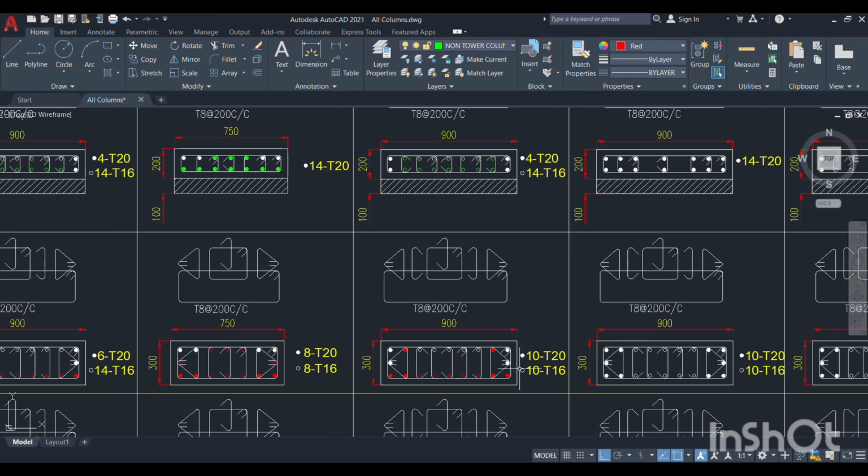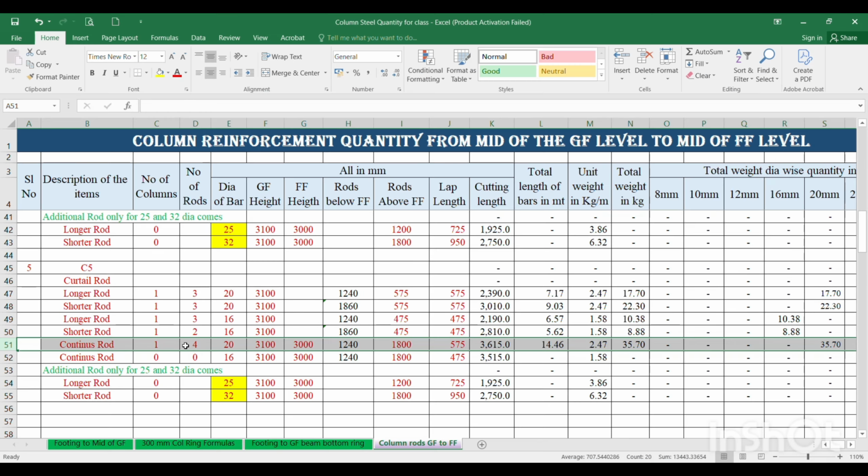This 220 plus 220 total 420 is there, the same at first floor level, 420 is there. Then these four rods, four numbers of 20 dia, are going to be continuous: ground floor height, first floor height, then rod below first floor, rod above first floor, then lap length. So as per this it will go.